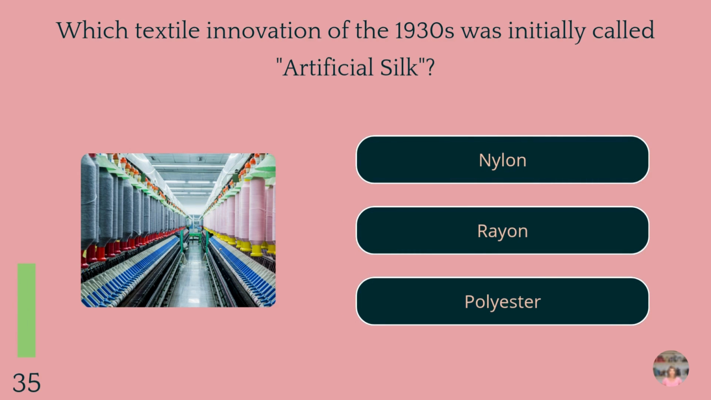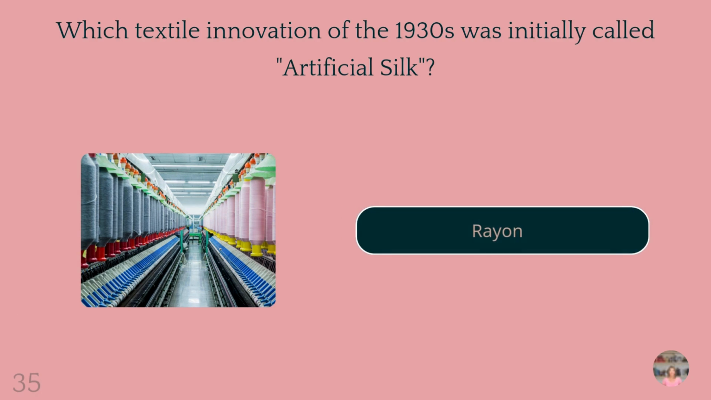Which textile innovation of the 30s was initially called artificial silk? Nylon, rayon, or polyester? Rayon.